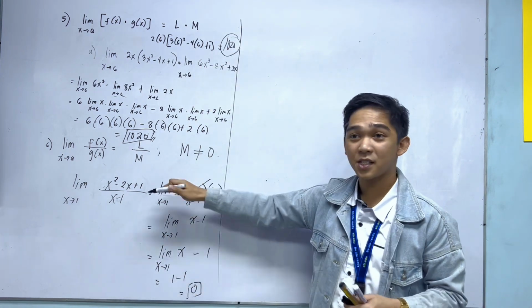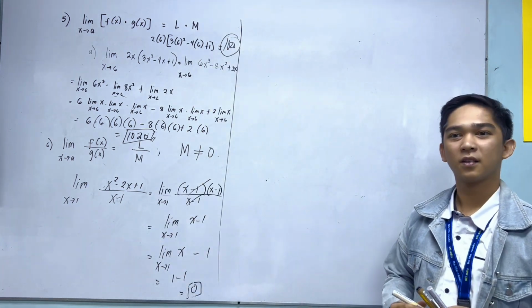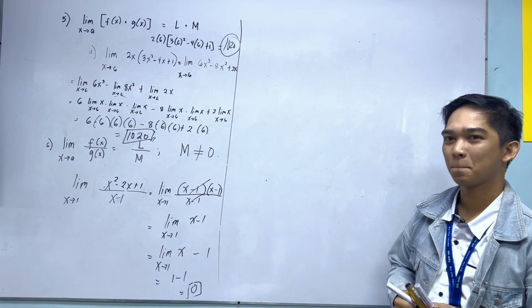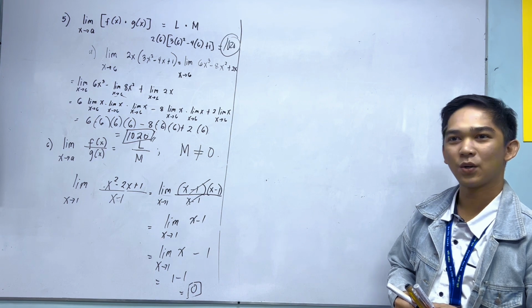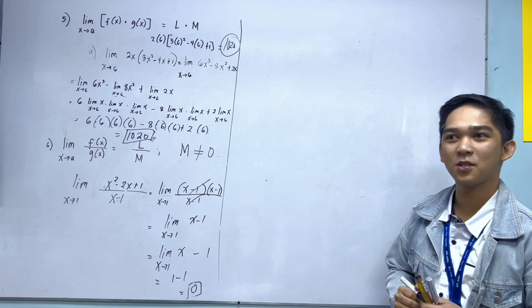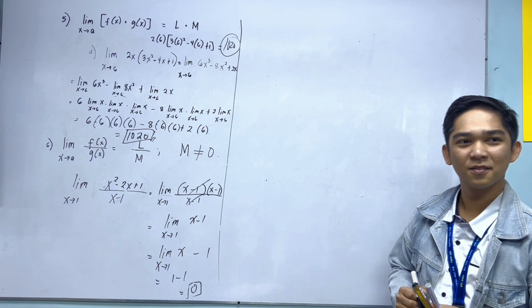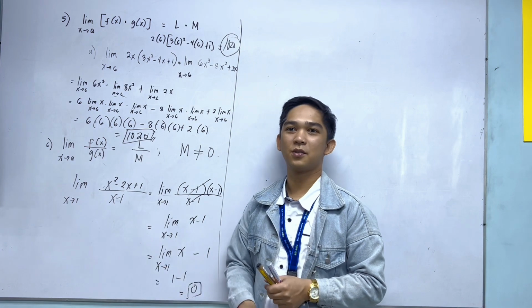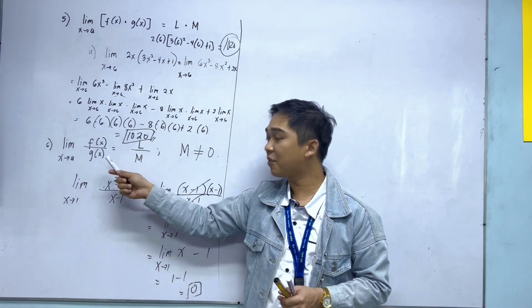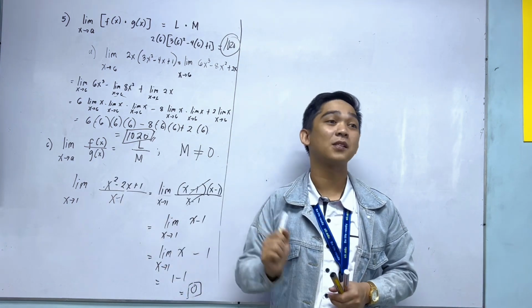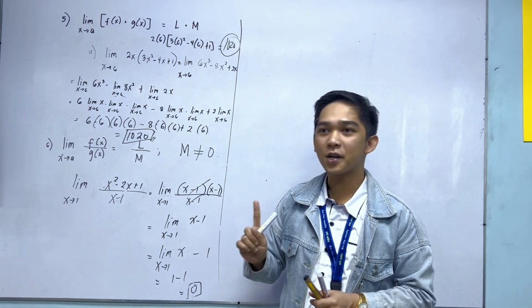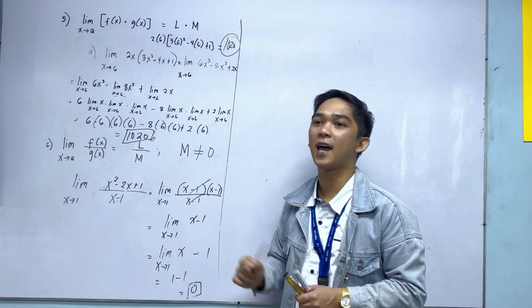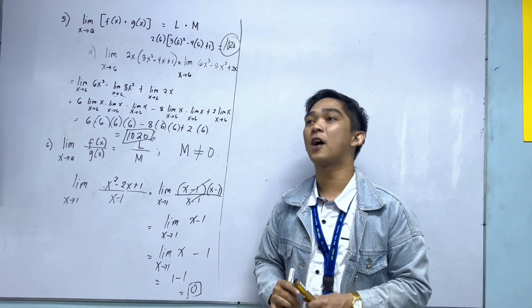How about in number 6? Substitute 1. Sige nga, substitute nyo nga. Magiging undefined. Undefined daw pag sinubstitute, kasi 1 minus 1, 0. Meaning, if we have a division, hindi ka basta mag-substitute. First thing you should do is to factor out. Factor out muna natin.